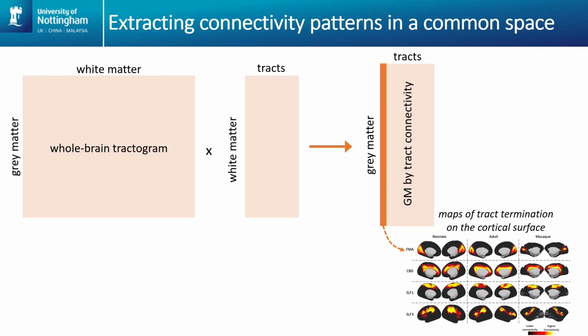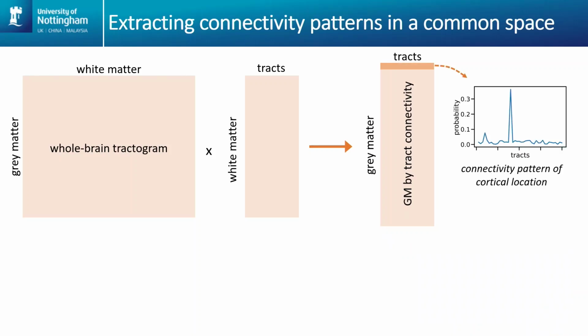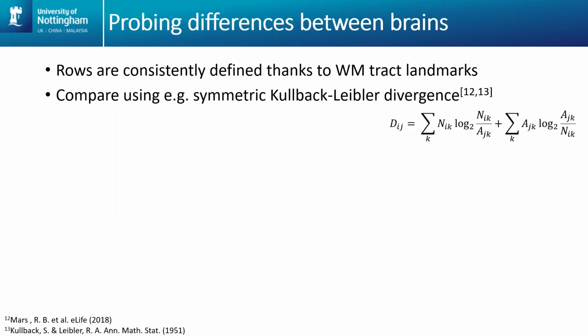And columns of this common space represent maps of the tract termination on the cortical surface. Rows represent our connectivity patterns for a given cortical location. And we can repeat this for each of our three brains. And then, since our rows are consistently defined with these white matter landmarks, we can compare these rows statistically using a measure such as symmetric Kullback-Leibler divergence, for example. And this is a measure of distance between probability distributions.